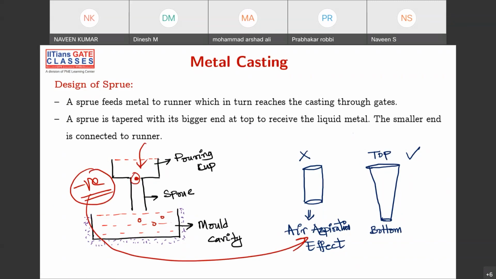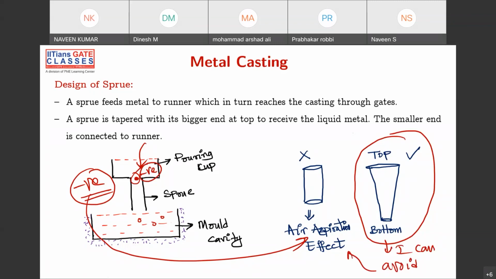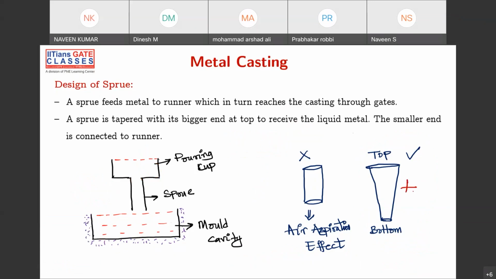Now what we have to do is avoid it. I don't want to create negative pressure. So to avoid that, I do some calculations and then I say that I should have this kind of geometry of my sprue, so that I can avoid air aspiration. If you have a slightly bigger diameter at the top and a slightly smaller diameter at the bottom, there will not be any negative pressure. At maximum it will reach atmospheric pressure, the same as outside. As there is no pressure difference, there won't be any air suction. So please remember, you have to have a tapered cross section so that you can avoid the air aspiration effect.